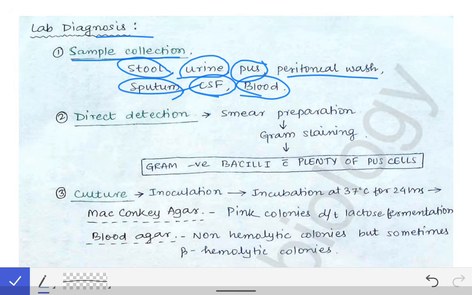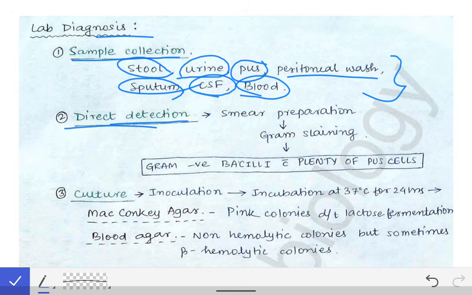So these are all the specimens in different types of infections where we are suspecting E. coli, collecting the respective specimen based on the type of infection. Now next we do the direct detection. Direct detection means we directly make a smear from that specimen and then gram stain it or directly see it under the microscope.